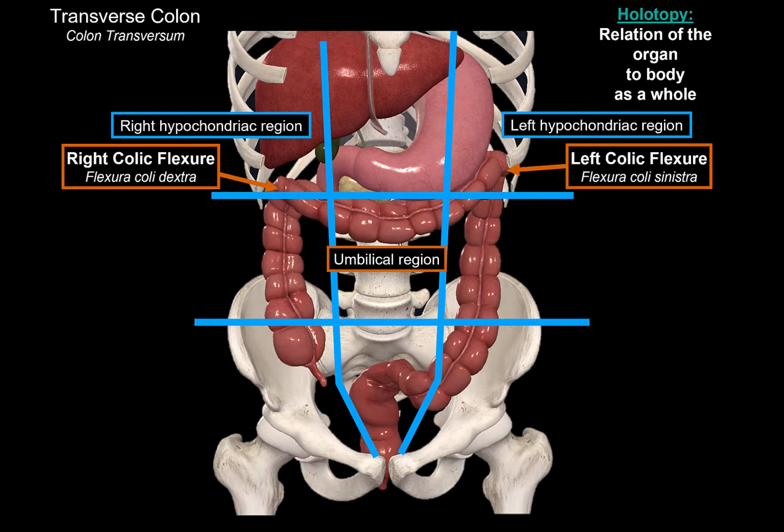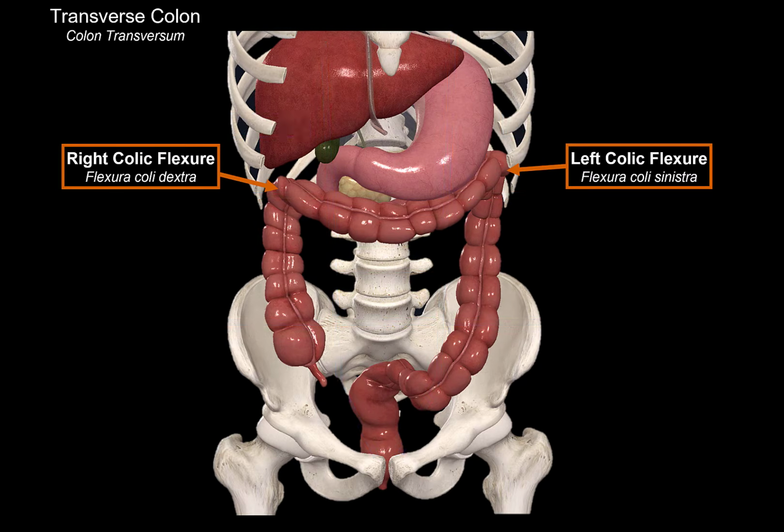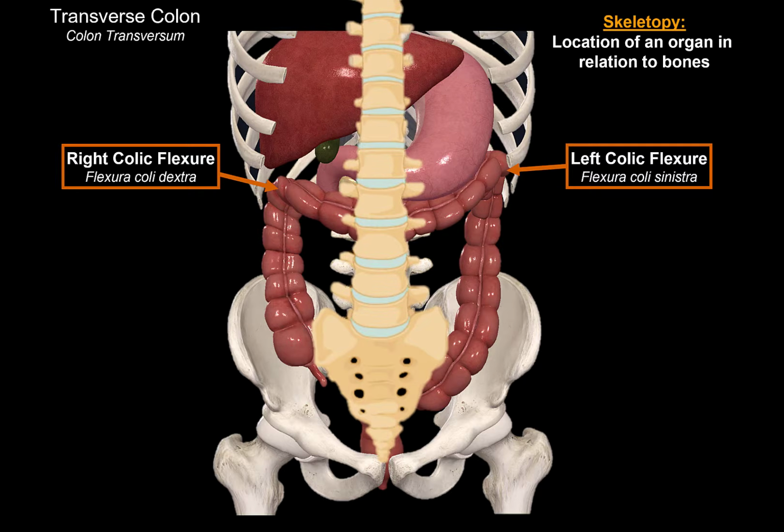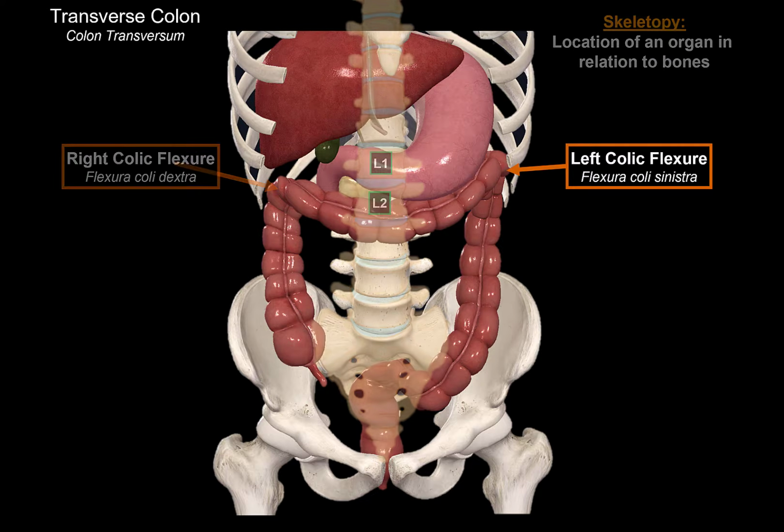And what's interesting with these two flexures is that you will find the left flexure a little bit higher than the right flexure. And if you look at its position in relation to the vertebrae, you will see that the right flexure lies in the region of the second lumbar vertebra, while the left flexure is at the level of the first lumbar vertebra. So the left one is slightly higher. The reason why the left flexure is higher has to do with the fact that there's a ligament holding the left flexure of the colon and pulling it higher than the right flexure.